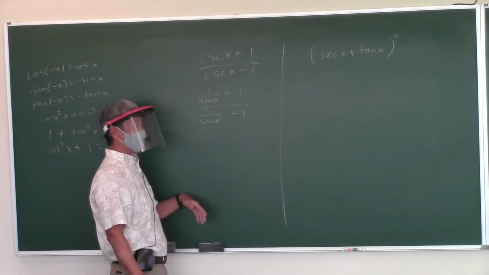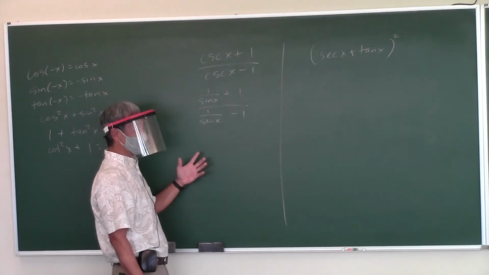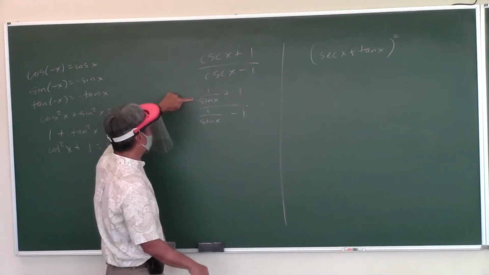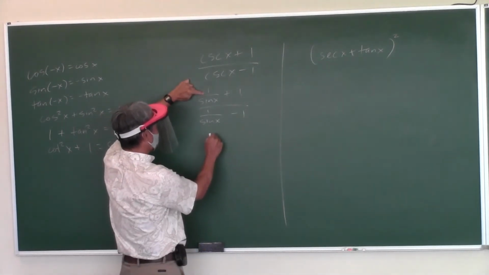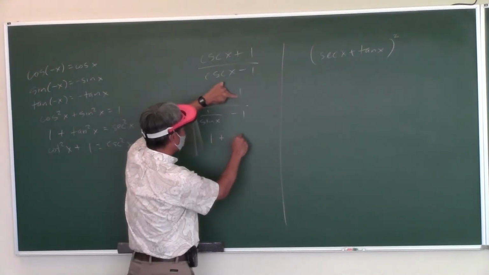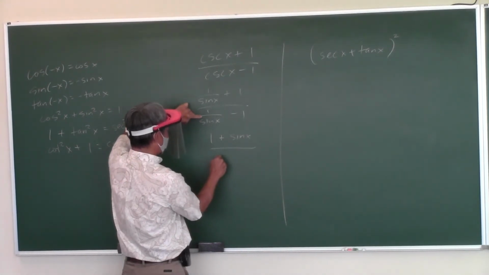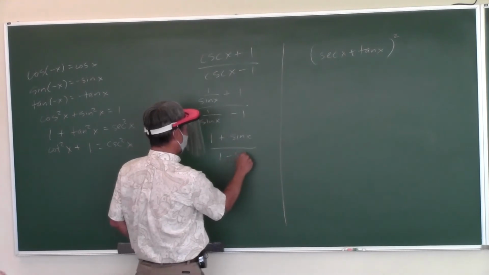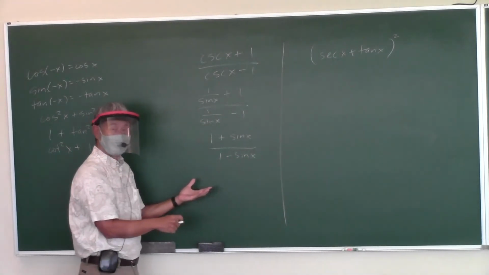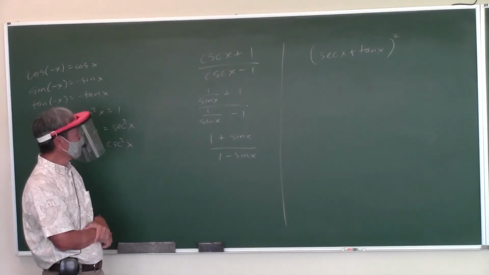Multiply top and bottom by the LCD, which is sine x. So multiply the top by sine x. Multiply this by sine x. Multiply that by sine x. Multiply this by sine x. Multiply that by sine x. See, you got this. See, kind of nice, right?